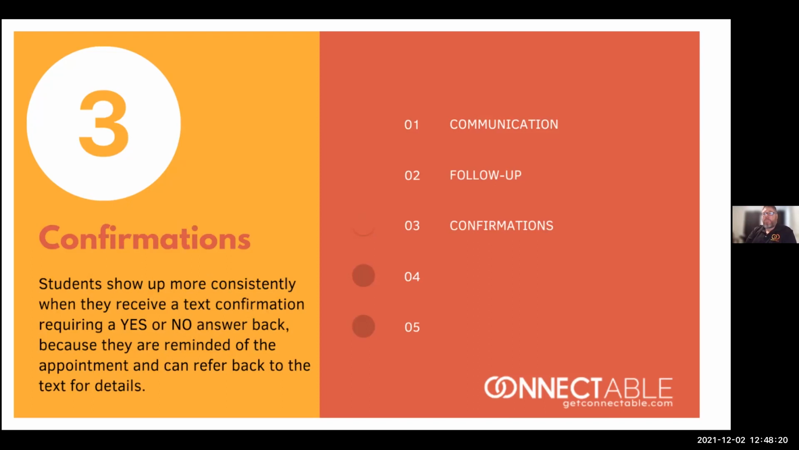So before an appointment or something like that, you might send a message out asking students if they will be attending their orientation, and they can reply back yes or no. Very simple, very clean, very easy. And you are able to very quickly ascertain who's going to be there and who isn't. And that's an important part of the process as well.